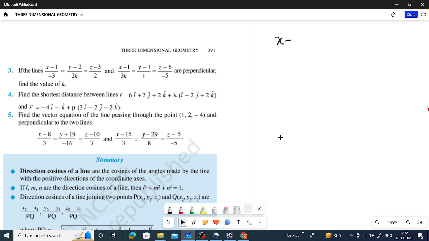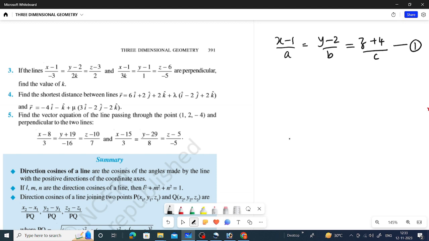The equation can be written as (x - 1)/a, which we don't know as of now, and (y - 2)/b, and b also we don't know, (z - (-4)) which is (z + 4)/c. So this is our equation in the Cartesian form.